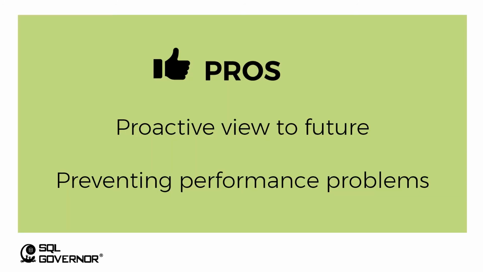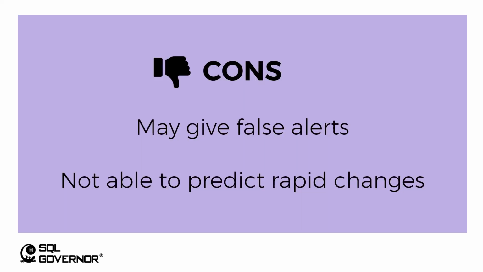So what are the pros of predictive alerting? Well, it's a proactive view to the future, and we are able to prevent performance problems before they occur. And the con is that it may sometimes give a false alert.